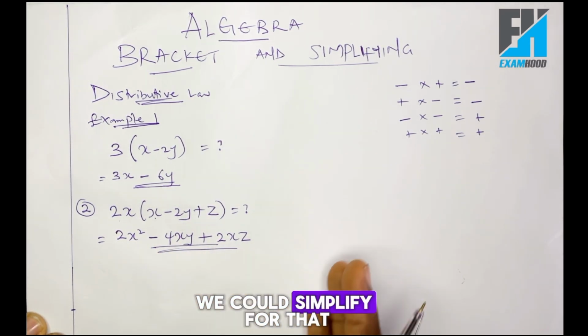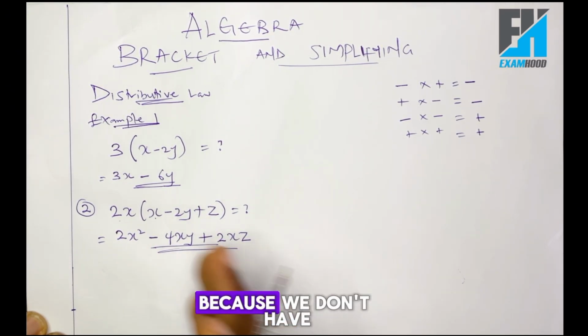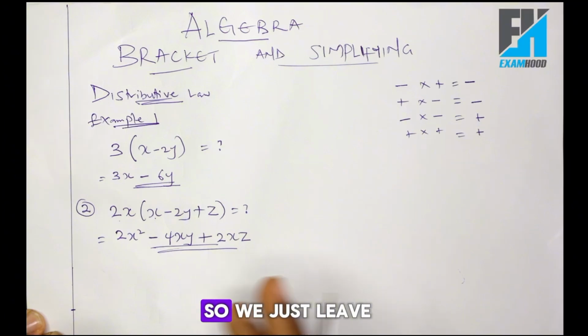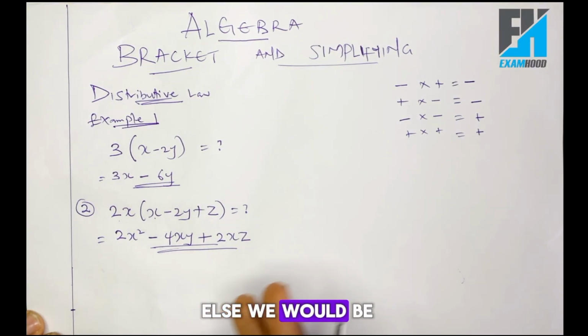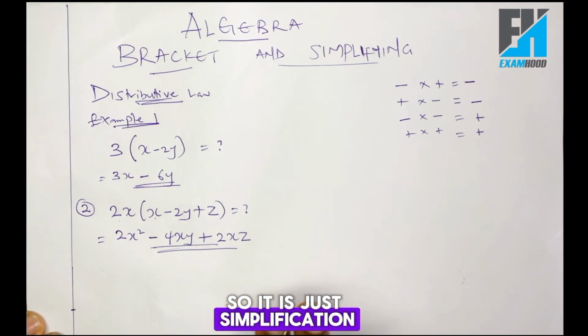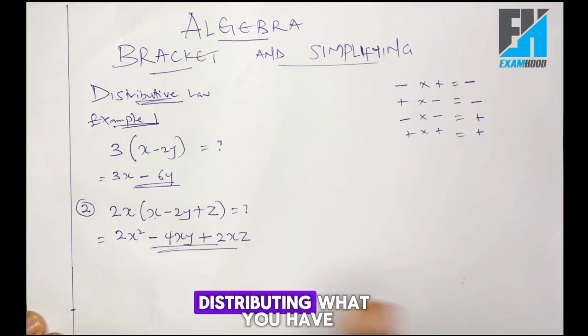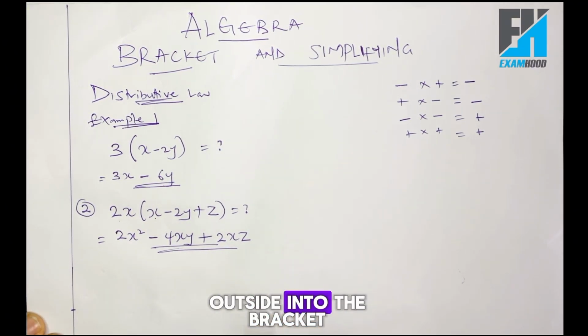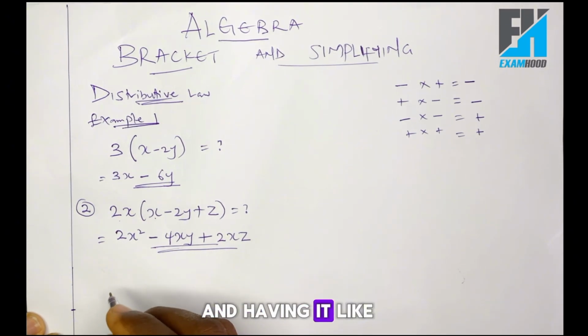We could simplify further, but in this case, it is not possible because we don't have anything common. So we just leave it like that, else we would be returning back to where we were coming from. So it is just simplification. We're just expanding, distributing what you have outside into the bracket and having it like that.